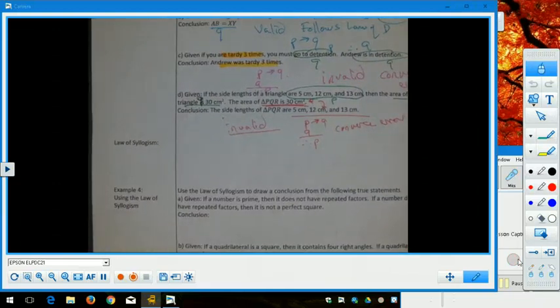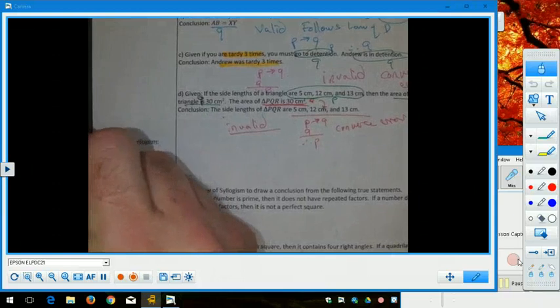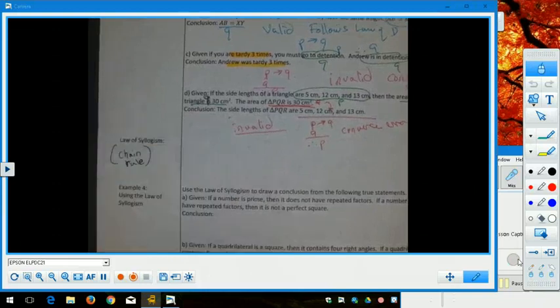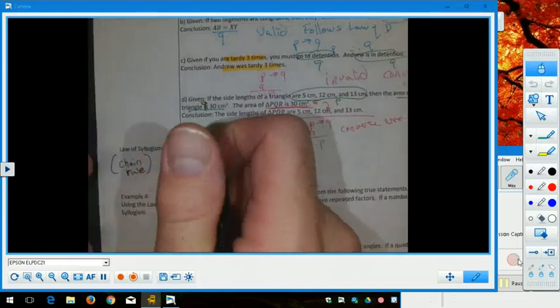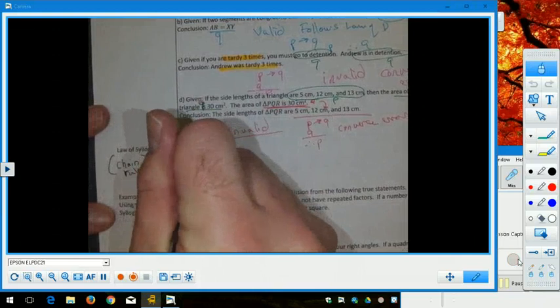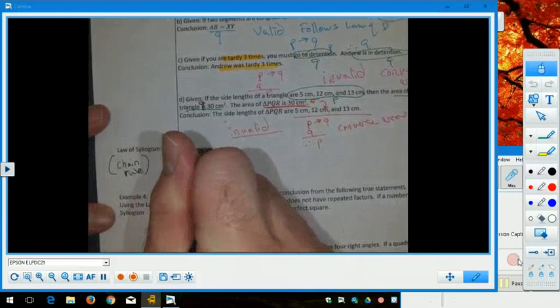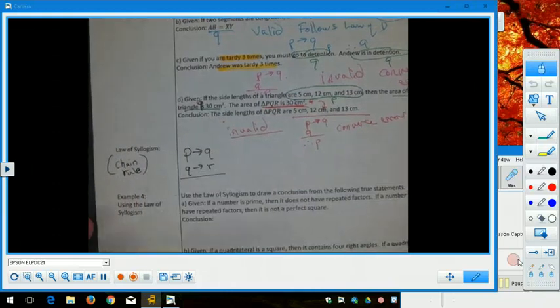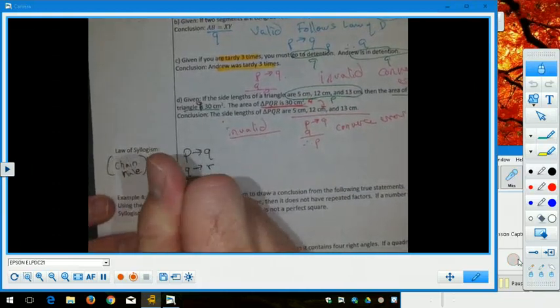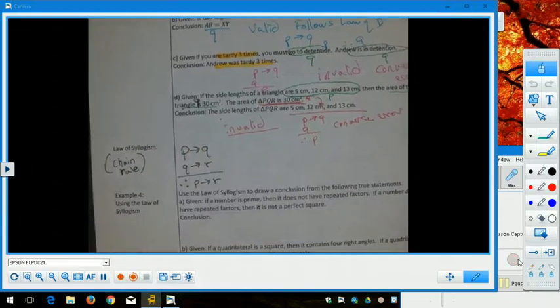We have one other law to determine if things are valid, and it actually has 2 conditional statements. It starts with 2 if-then statements, and then the last one is an if-then statement that is connected by the 2. Some people call this the chain rule, because they follow a chain or a sequence of events. The symbolic notation for this is if P, then Q. A separate if-then, if Q, then R. And then a conclusion, if P, then R.